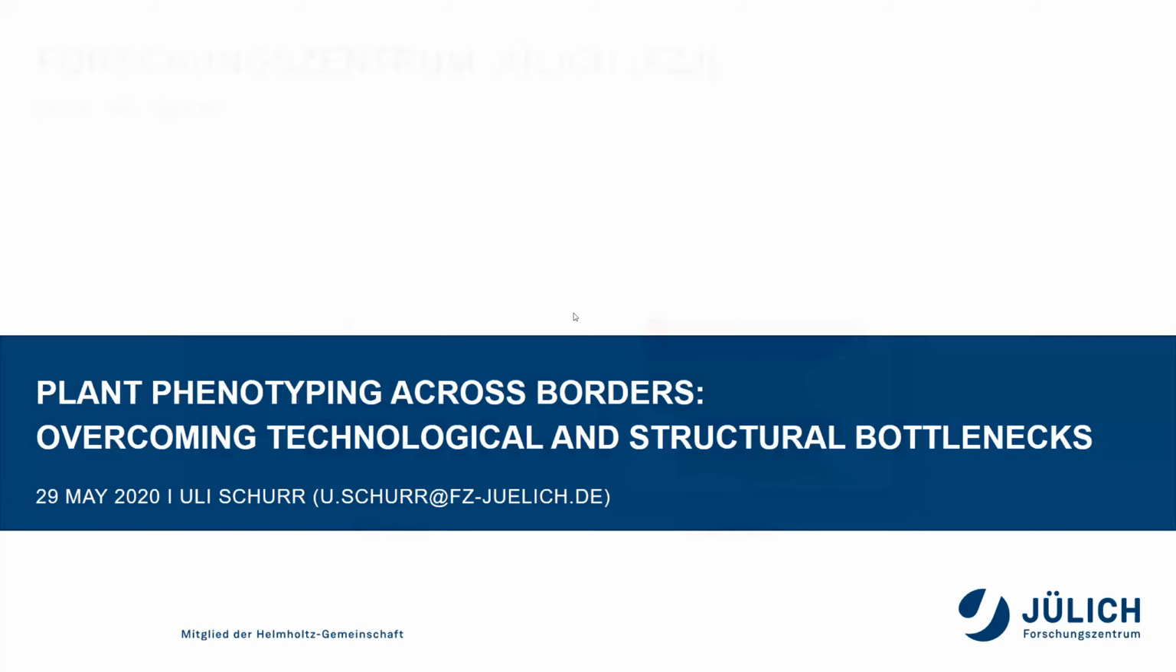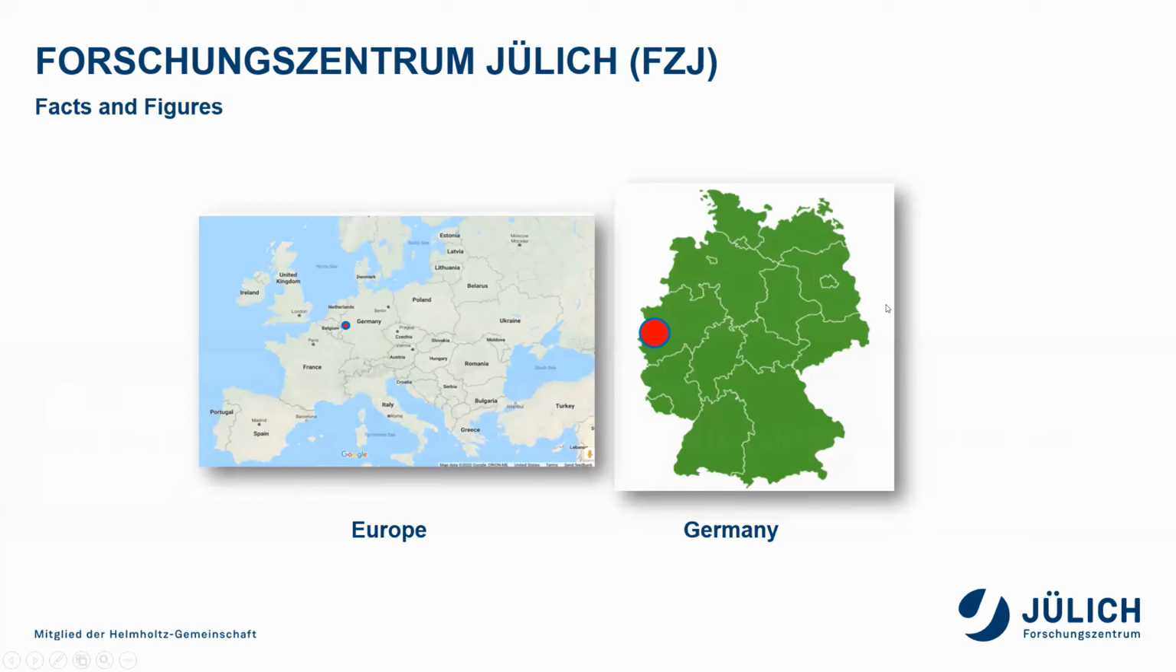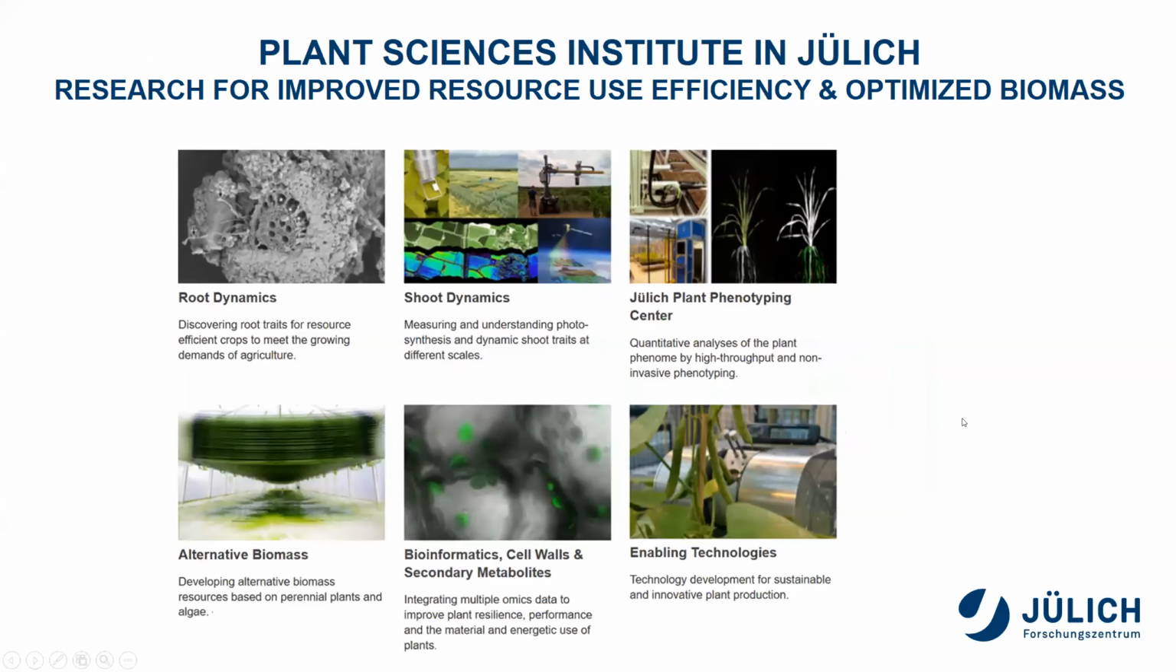Before doing that, I would actually like to first show you where we are located, from where you hear this voice now. We are in the western part of Germany, very close to the Dutch and Belgian border. Essentially we are running a center which is a multidisciplinary center for plant science, for sciences in general, and plant science is a very small part of it. However, we are doing quite a bit in different dimensions. We are looking essentially for research to improve resource use efficiency in plants and to optimize the biomass. And we have 6 research themes which we are following.